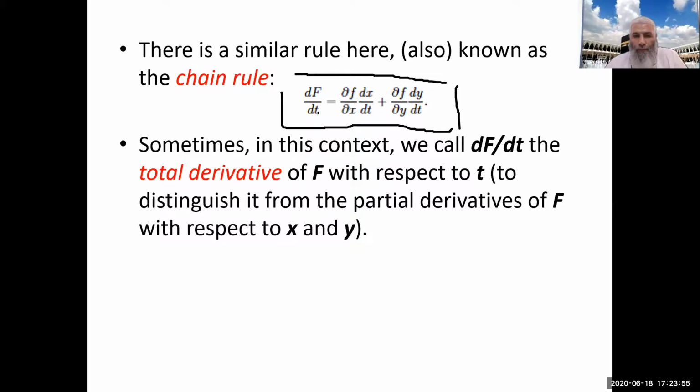df/dt equals df/dx multiplied by dx/dt plus df/dy multiplied by dy/dt. Sometimes in this context, we call df/dt the total derivative of the function with respect to t, to distinguish it from the partial derivatives of f with respect to x and y.